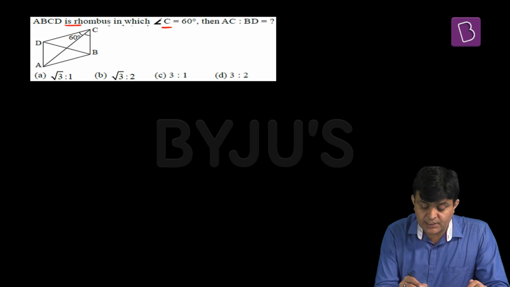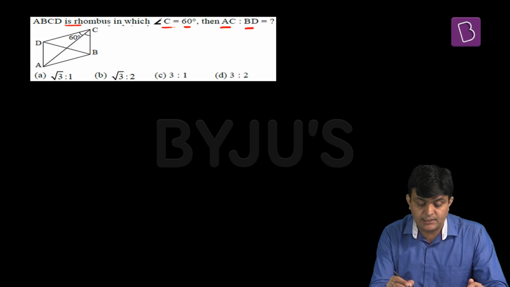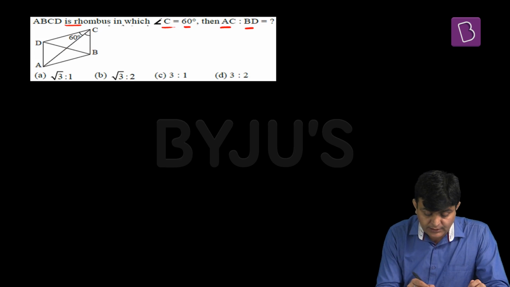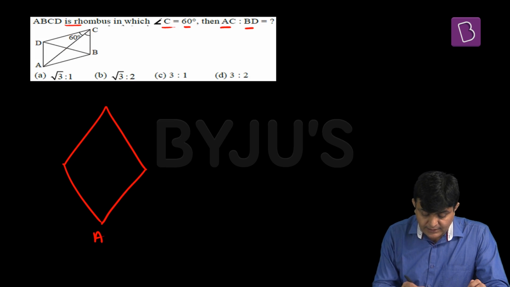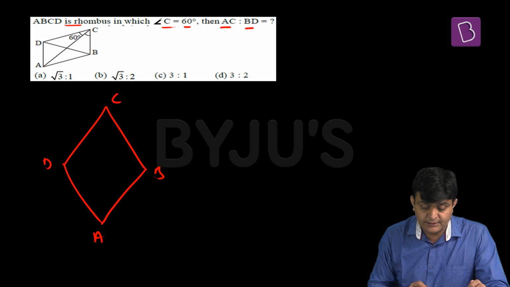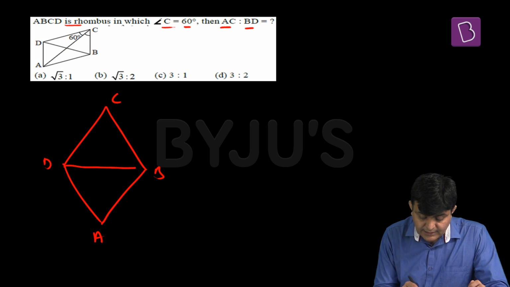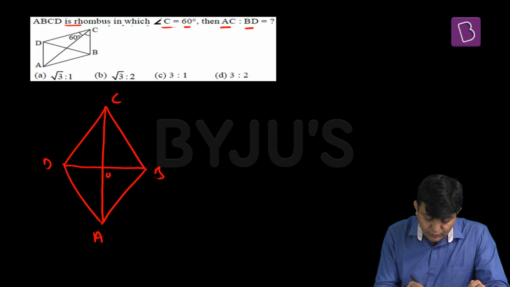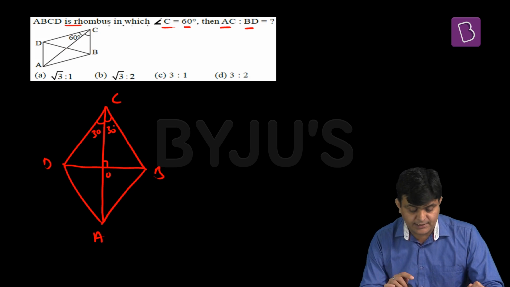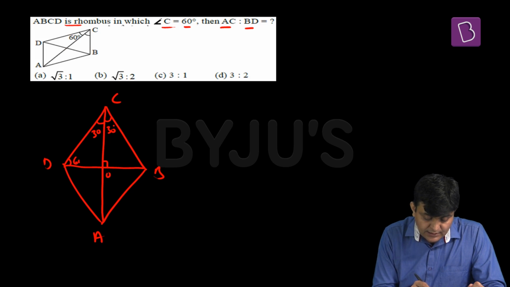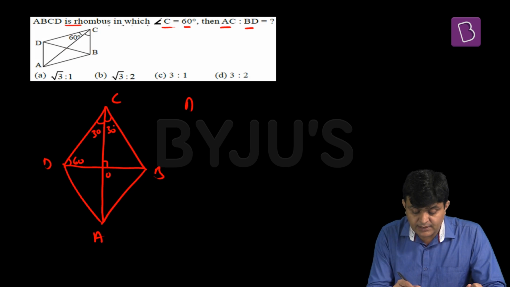ABCD is a rhombus in which angle C is 60 degrees. What is AC ratio BD? Okay, draw the rhombus ABCD and diagonals meet at O at right angle. Angle C is 60. It means this is 30 and this is 30, because in a rhombus diagonals are angle bisectors. This is 90, so this is 60. What is AC ratio BD?